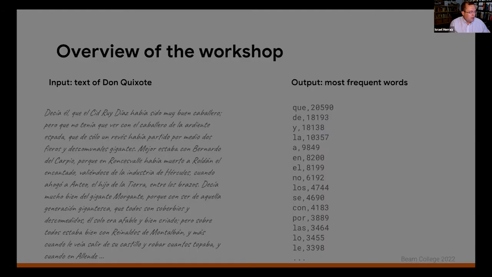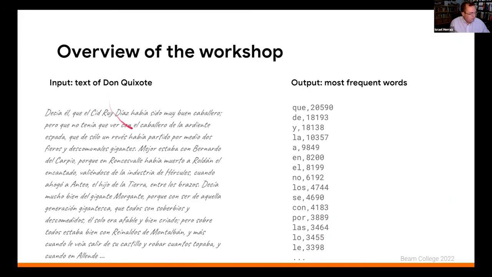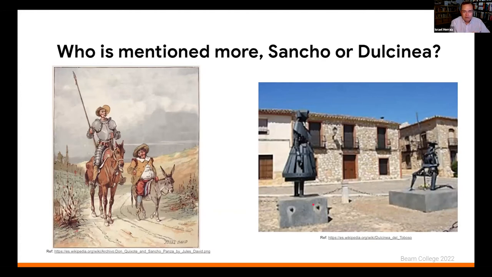So today, in the workshop, our input is going to be this novel, Don Quixote. It's a famous Spanish novel, and we are going to be counting each one of the words in the novel and how many times it appears. The input will be longer than this for sure, this is just a snippet of the novel. The novel is in Spanish, and we will be counting each one of the words and how many times each one of them appears. After this, we will be able to answer this question: who is mentioned more in Don Quixote? Sancho, the buddy of Don Quixote, or Dulcinea, the crush of Don Quixote? Well, we will find out by the end of this workshop.